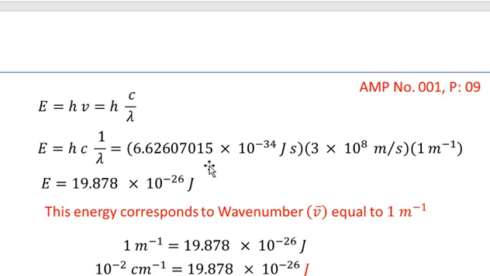So you see that if you multiply all these quantities, you will get E equal to 19.878 into 10 to the power minus 26 joule. And you see that this energy in joule corresponds to when we have used the wavelength equal to 1 meter, or 1 over lambda, the wave number, will be given as 1 meter inverse.